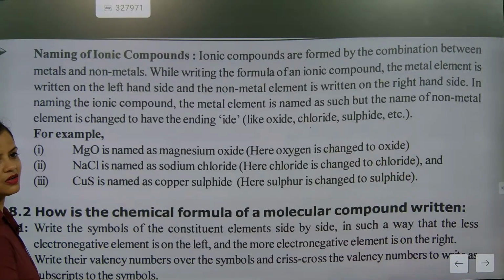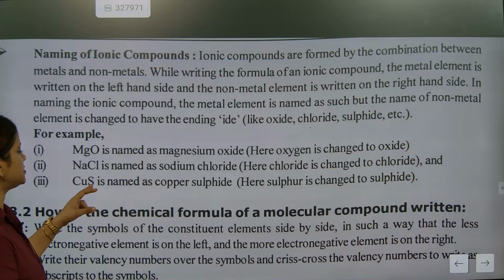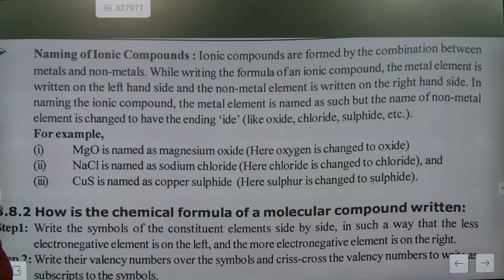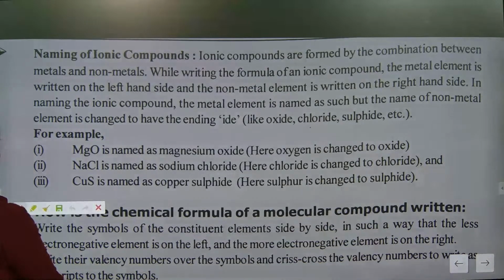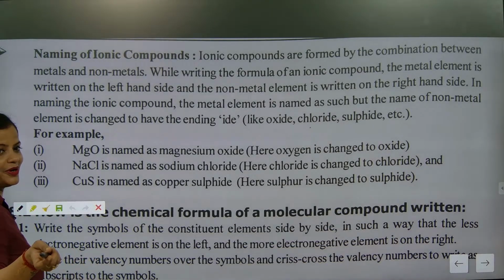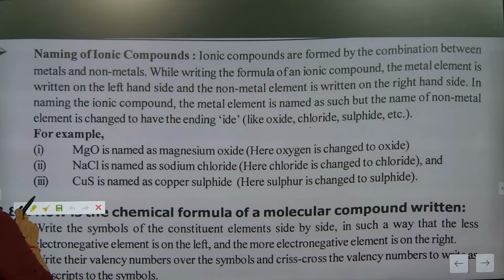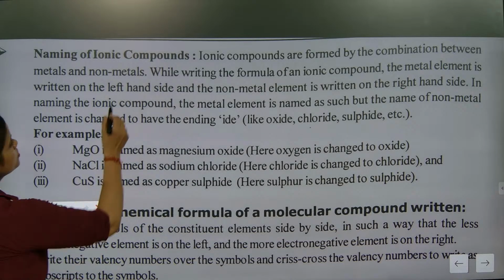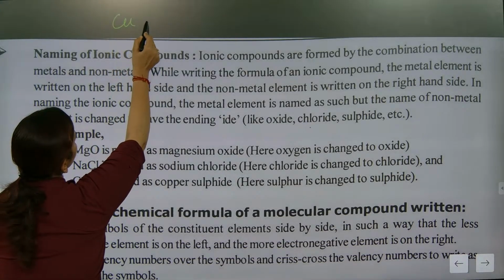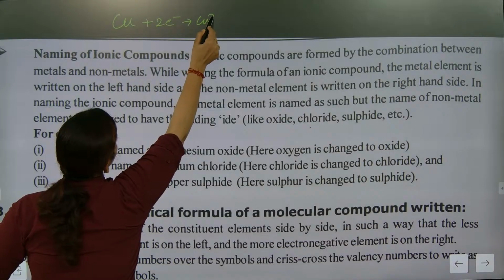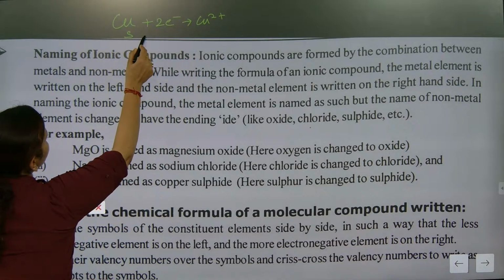CuS, also easy or not? Copper Cu2+ and S2-. For Cu, we have cupric and cuprous. That day we remembered cupric and cuprous, 2 and 1. So cuprous we are going to take. How are we taking it, beta? So Cu will release how many electrons, beta? 2 electrons. So it will become Cu2+. Sulfur needs how many electrons?